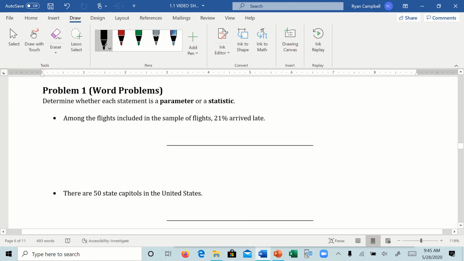Problem number 1, determine whether each statement is a parameter or a statistic. I gave you those word problems handout, so we can go through these. If you'd like, try to go through these yourself. Pause the video, see if you can figure it out on your own, and then come back and watch me do it, and see if we have the same answers. Among the flights included in the sample of flights, 21% arrive late. Is that going to be a parameter or a statistic? Well, it actually told us sample, so this is going to be a statistic.